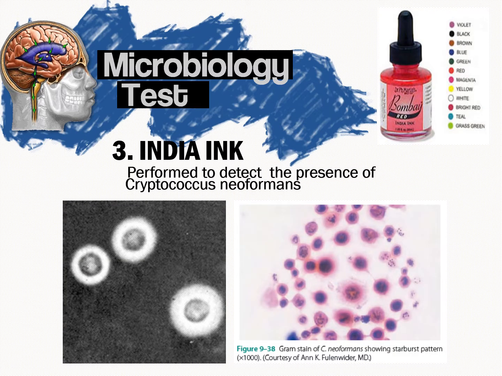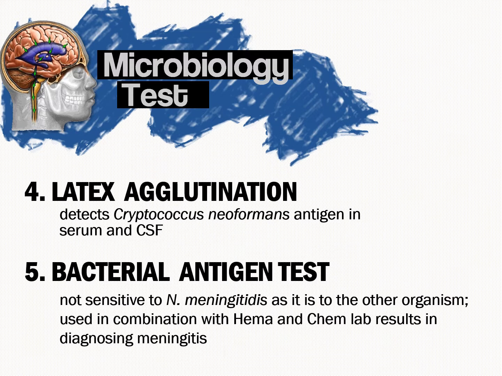India ink test is performed to detect the presence of a thickly encapsulated fungus called Cryptococcus neoformans, a possible complication of AIDS. In Gram stain, it reveals the classic starburst pattern, just like this one from Strasinger. This is produced by the fungus, which may be seen more often than with India ink. Latex agglutination test also detects Cryptococcus neoformans antigen in serum and CSF. This test is more sensitive, about 90%, than India ink, which has a sensitivity of only 25 to 50%.